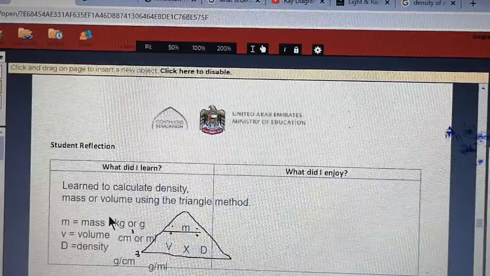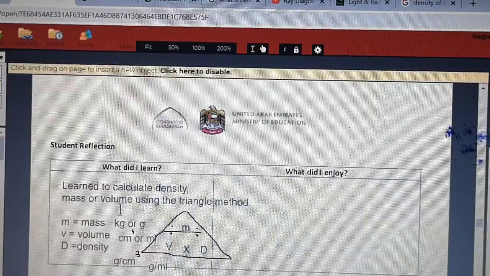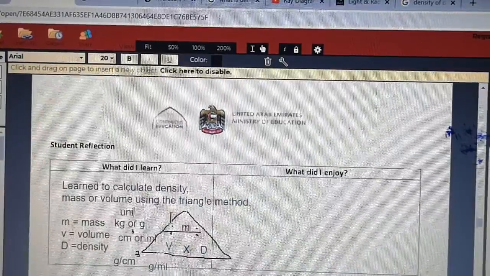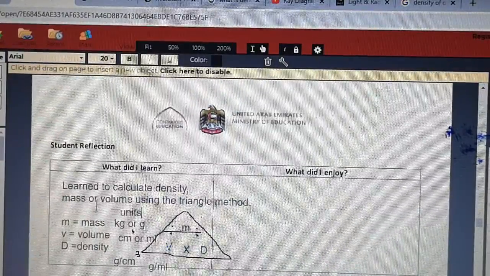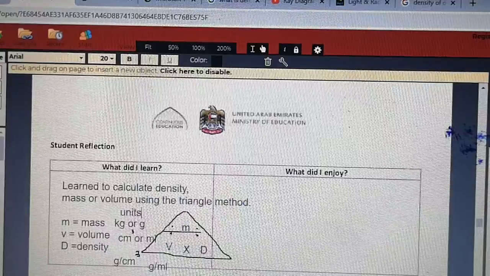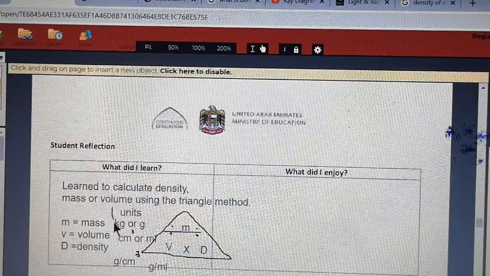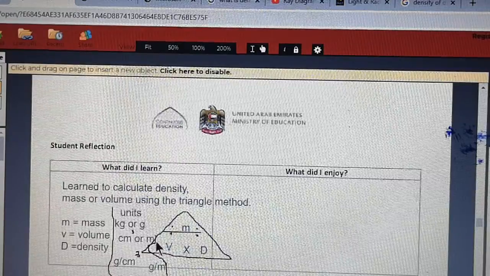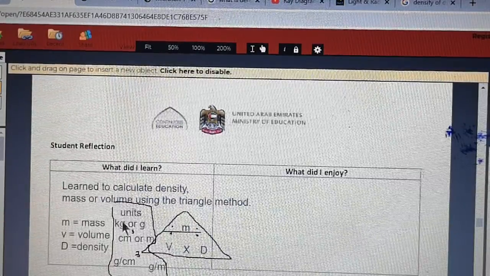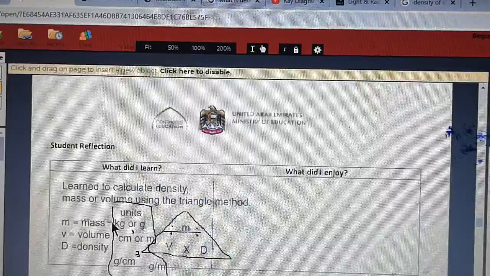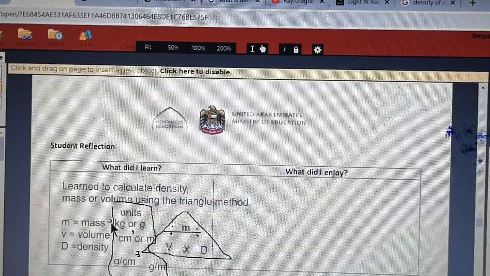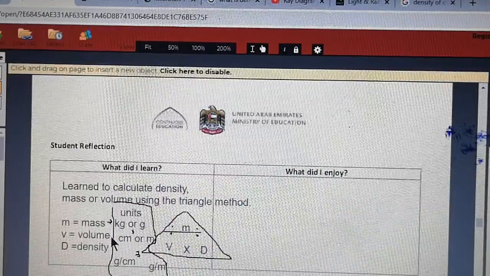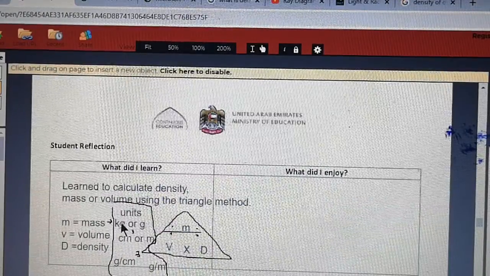Just highlight that these are our units. We put these letters after the number or answer. When we get an answer in physics, we should always add the unit. So for mass, if we're finding mass, put one of these after. It should be clear in the question which one to put, because it'll tell you which unit we are using.